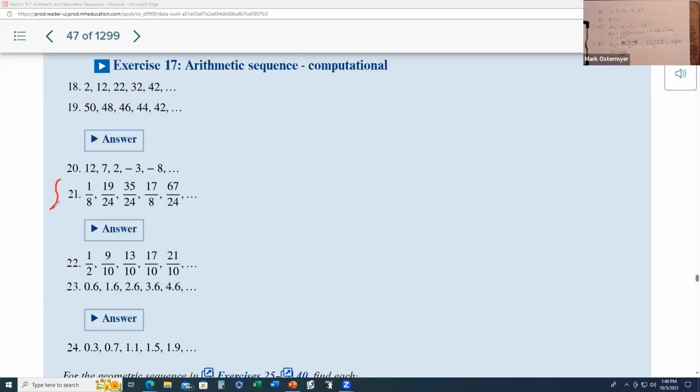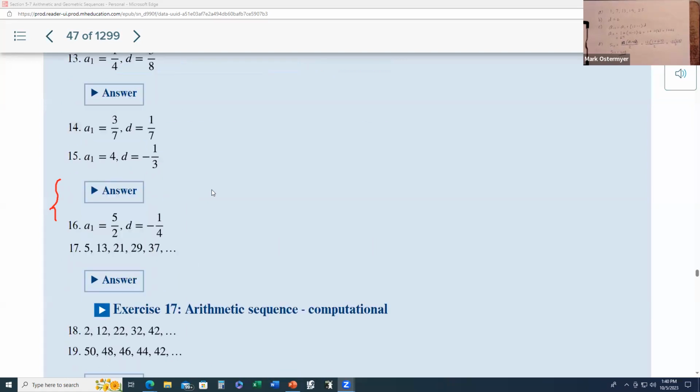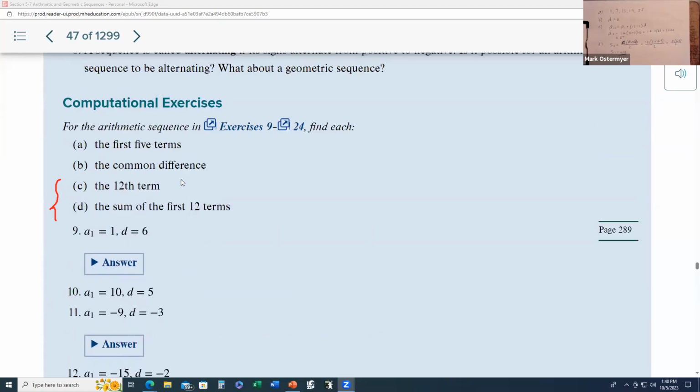I want you to find, hold on, what do they want us to find here? All right, they want us to find the first 5 terms of this arithmetic sequence. Basically, you're staring at them. That question's answered. They want you to find the common difference. What else do they want you to find here? The 12th term, and then the sum of the first 12 terms.